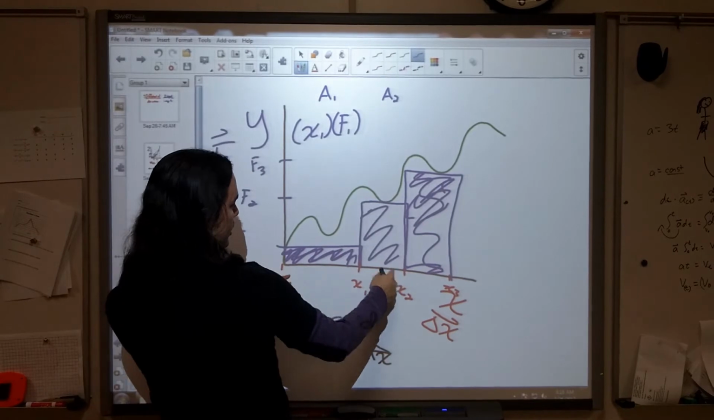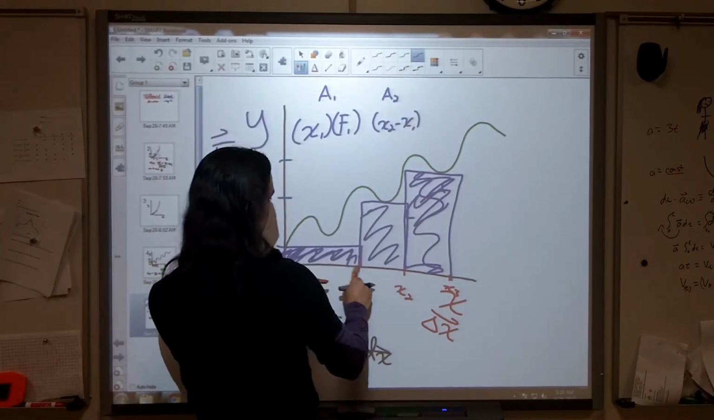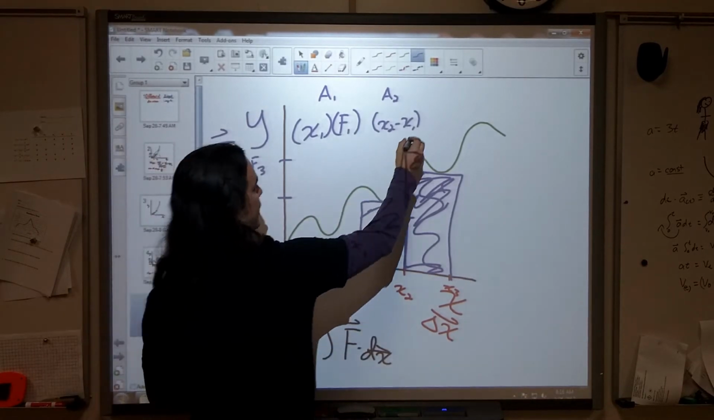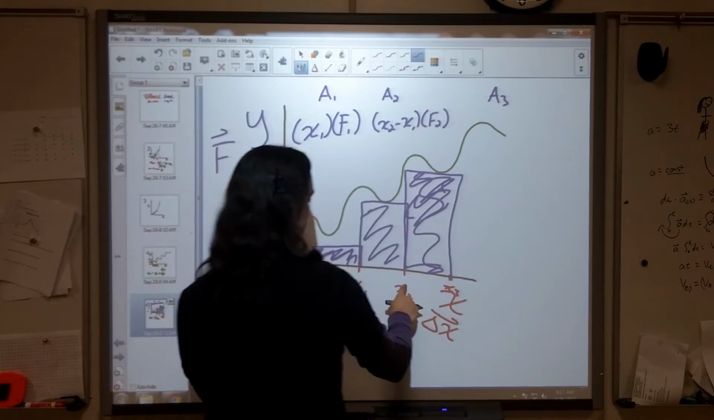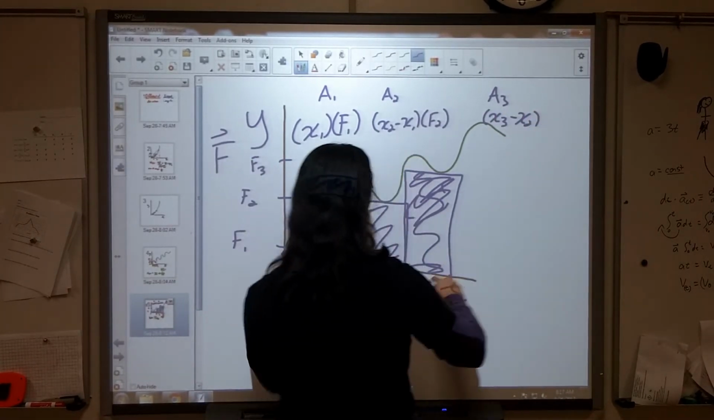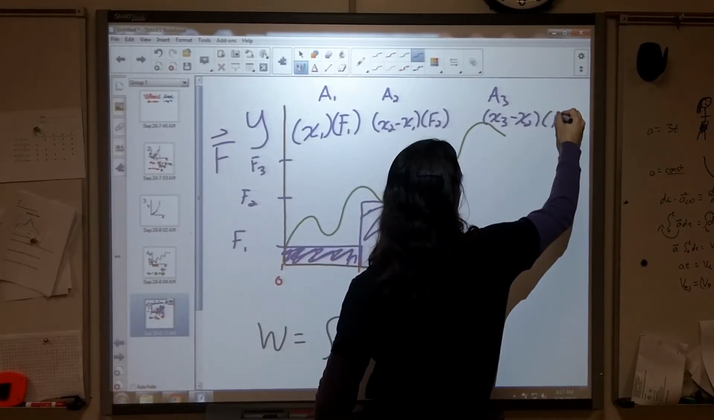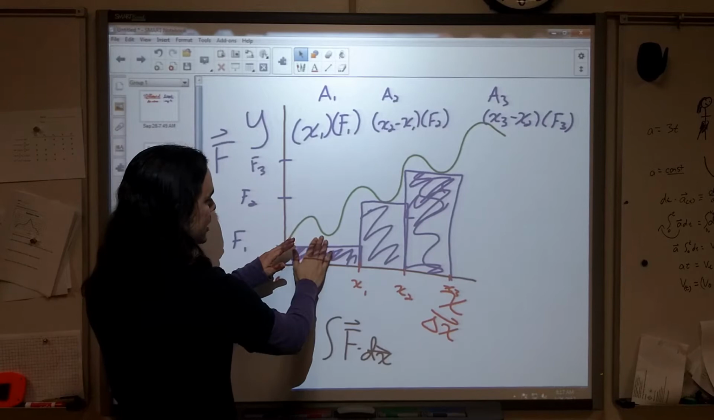This is area 1, area 2. The area of this one would be x2 minus x1. That gets me my base. And my height is f2 minus 0, so we'll call that f2. And then area 3 is going to be x3 minus x2. That's my base. And my height is f3. And what I'm trying to do is find the area under the entire curve.